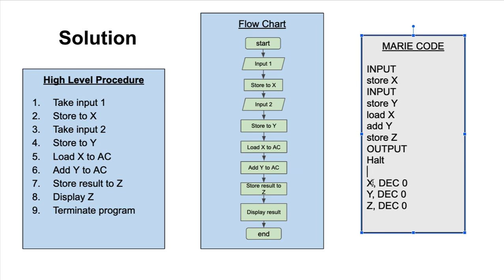Remember that we need to declare the variables x, y, z before we can use them. So we have x with the decimal value 0, y with the decimal value 0, and z with the decimal value 0. I think that's all the program we need in order to take two inputs, add them, store to z, and display the result. So let's see how we can actually code it in Marie.